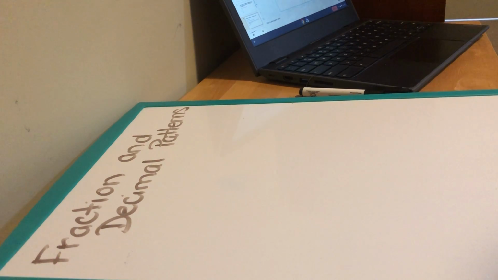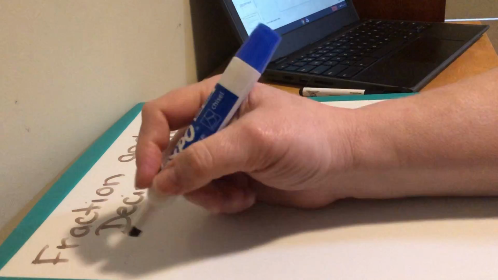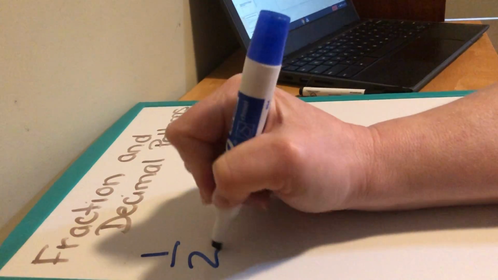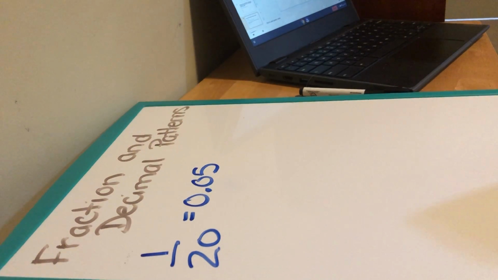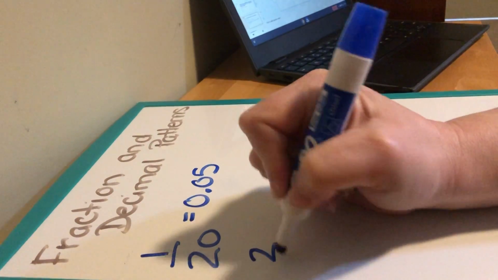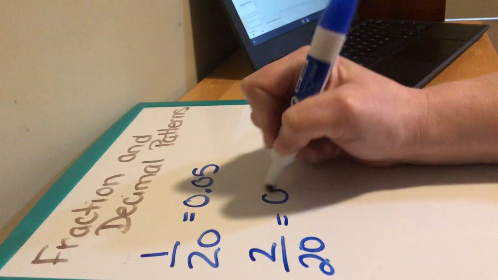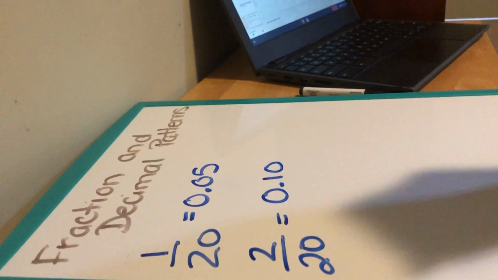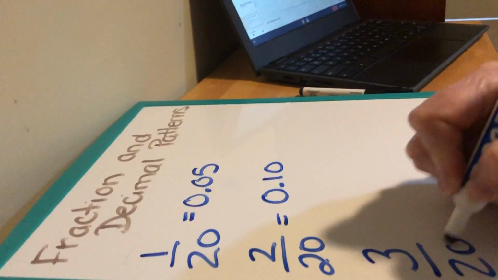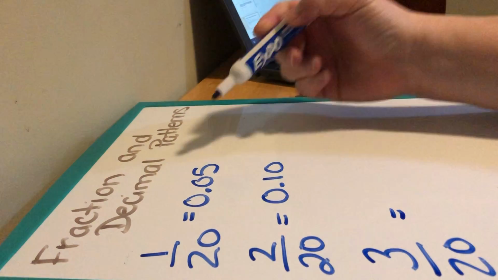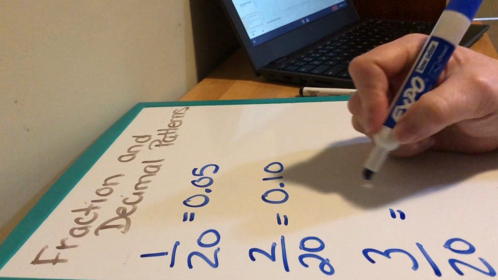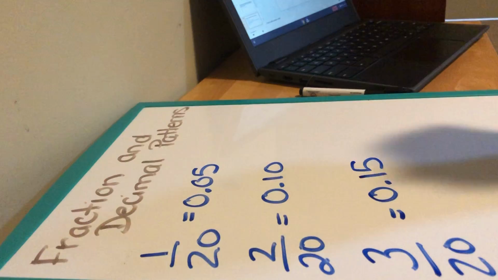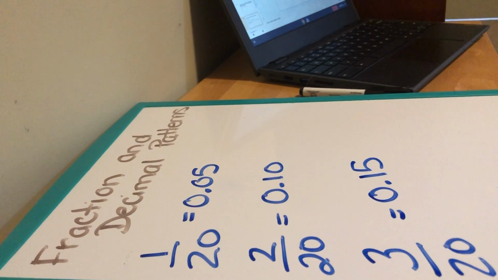For slide number 6, it's giving us a pattern and showing us that we know that 1/20, if I was to find the decimal equivalent to that, was 0.05. 2/20 equals 0.10. 3/20 would be what? If you can see the pattern, we can figure out that it's basically counting by fives: 5/100ths, then a tenth, and then this is going to be 0.15.